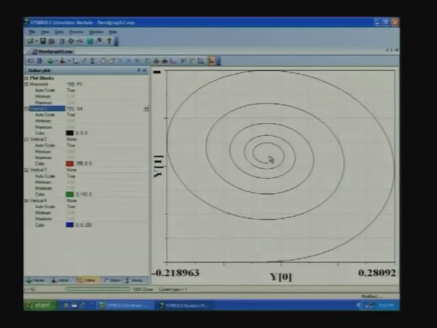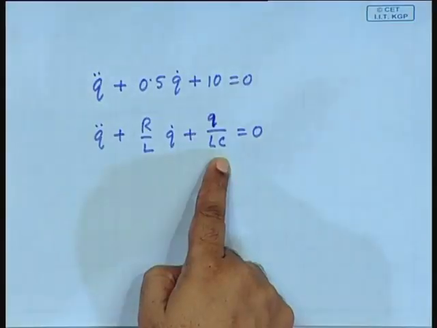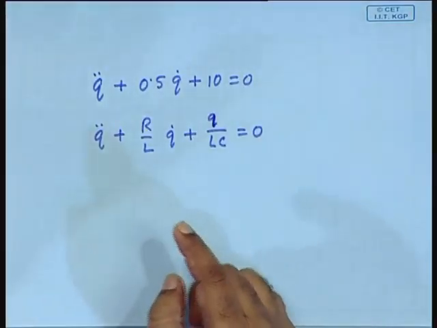Where does it ultimately converge? Equilibrium, where? At what value does it ultimately converge? Yes, there is an input voltage, and therefore, it will not converge at 0 0. It will converge somewhere, and it is actually converging there. It is not converging at 0 0.